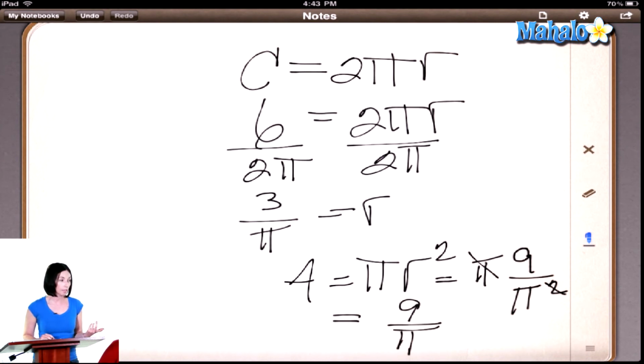It's a really easy mistake to make, though, to look at that 6 and assume that that's the diameter and not the circumference, because otherwise you did the problem exactly right.